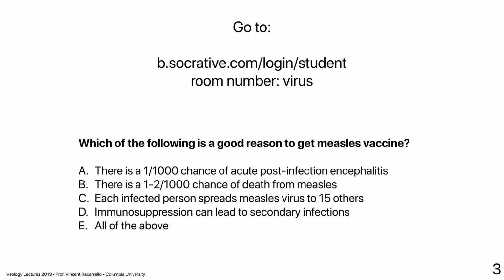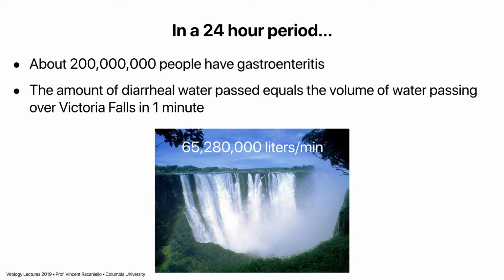There is a 1 in 1,000 chance of acute post-infection encephalitis, and a 1 to 2 in 1,000 chance of death. Each infected person spreads measles to 15 others. Immunosuppression can lead to secondary infections. All of the above. All right, so most of you got all of the above, which is the right answer. All of these are right, and they're all things that I've touched on just now. Let's move on to another virus.